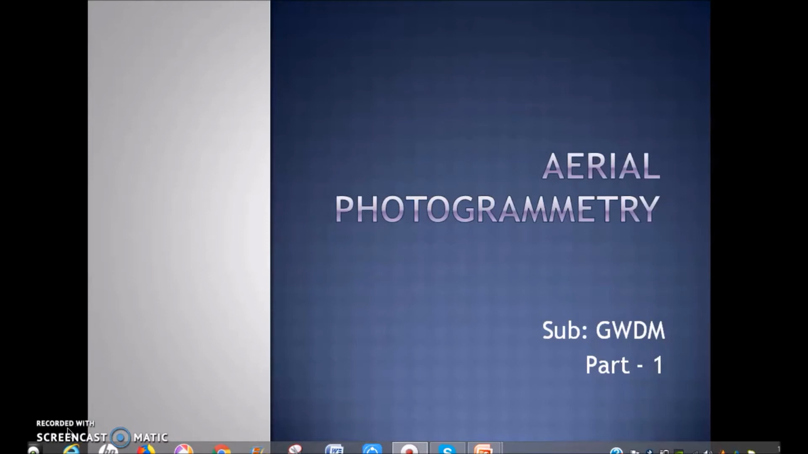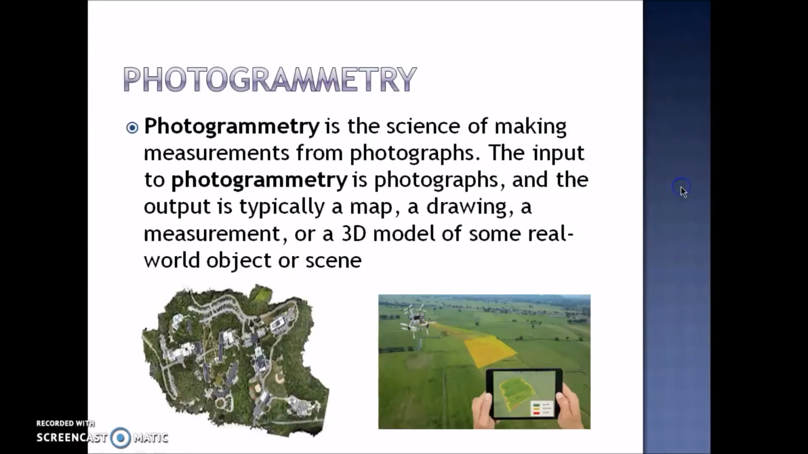The subject we are discussing is groundwater development and management, and the topic is aerial photogrammetry. Before going to discuss aerial photogrammetry, we have to know about photogrammetry. Okay, what is photogrammetry? In simple terms.